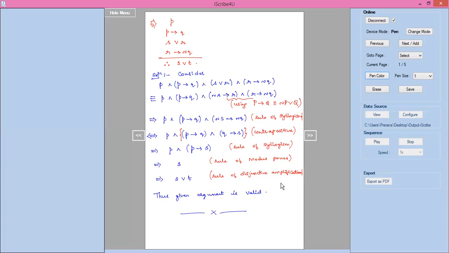So this is all about problems based on the rules of inference. If the questions are in the form of statements, we assume the statements as propositions and we write down the same thing in symbolic form and apply the rules of inference. Sometimes if needed, we will use some of the laws of logic and try to arrive at the required conclusion. If we arrive at the required conclusion, then the given argument is valid. Otherwise, it is concluded as an invalid argument.